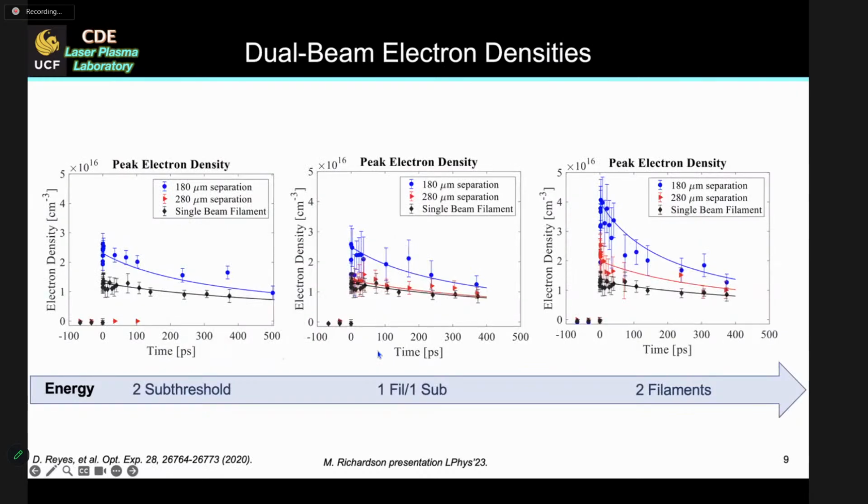What's shown here is actually supporting some of those measurements, where we have used an inline interferometer to look at the electron density in the filament. So very high spatial resolution, so we can see within the 100 micron diameter of the filament, and very high temporal resolution, just a few tenths of picoseconds, to measure the electron density for different separations.